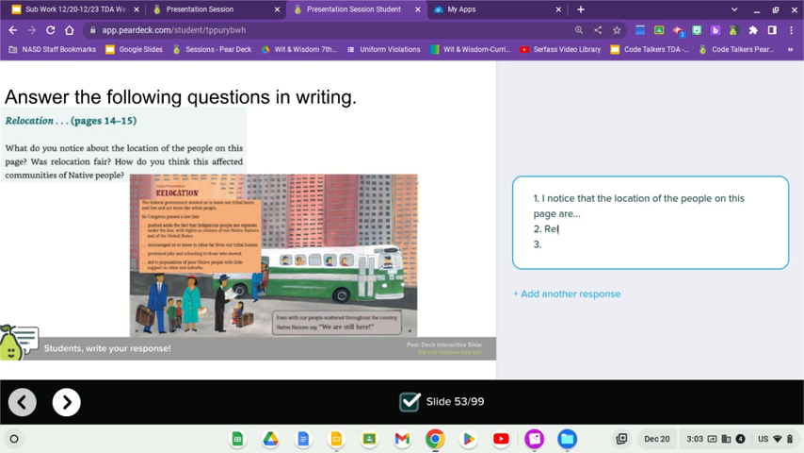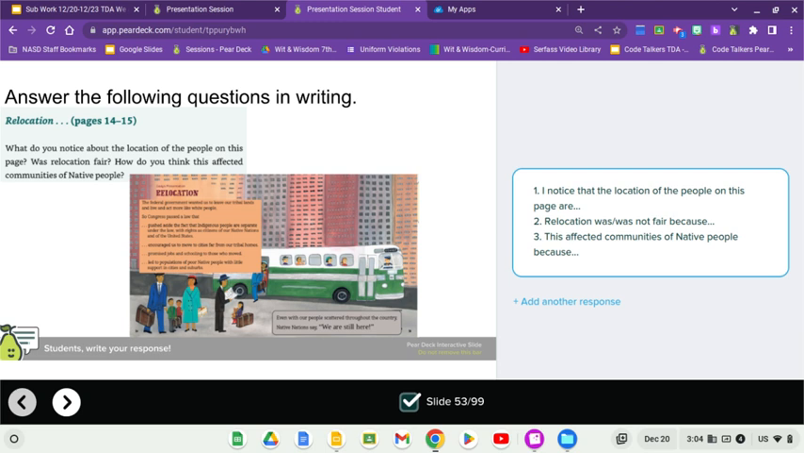Was relocation fair? Relocation was not fair because... Obviously you're not going to use both "was" and "was not." You're going to take the time to choose one of those and explain why. Number 3, how do you think this affected communities of native people? This affected communities of native people because, right? And if you wanted to, you could also say positively or negatively if you wanted to choose between those two.